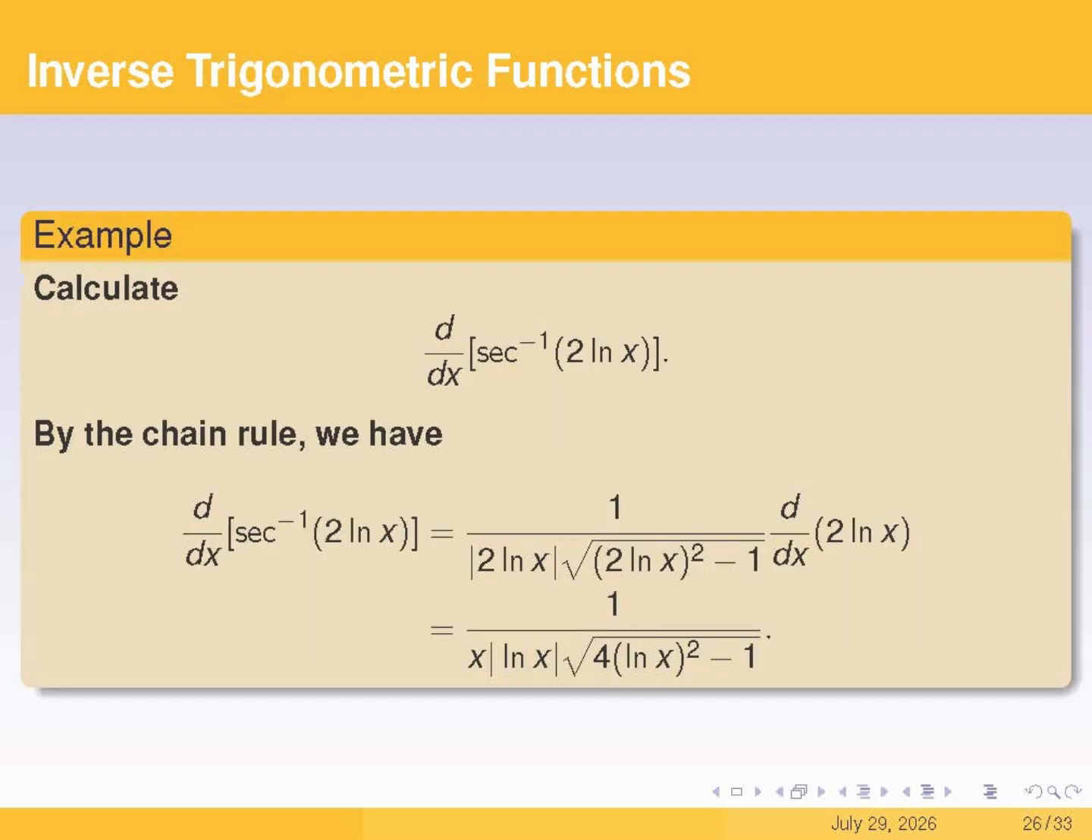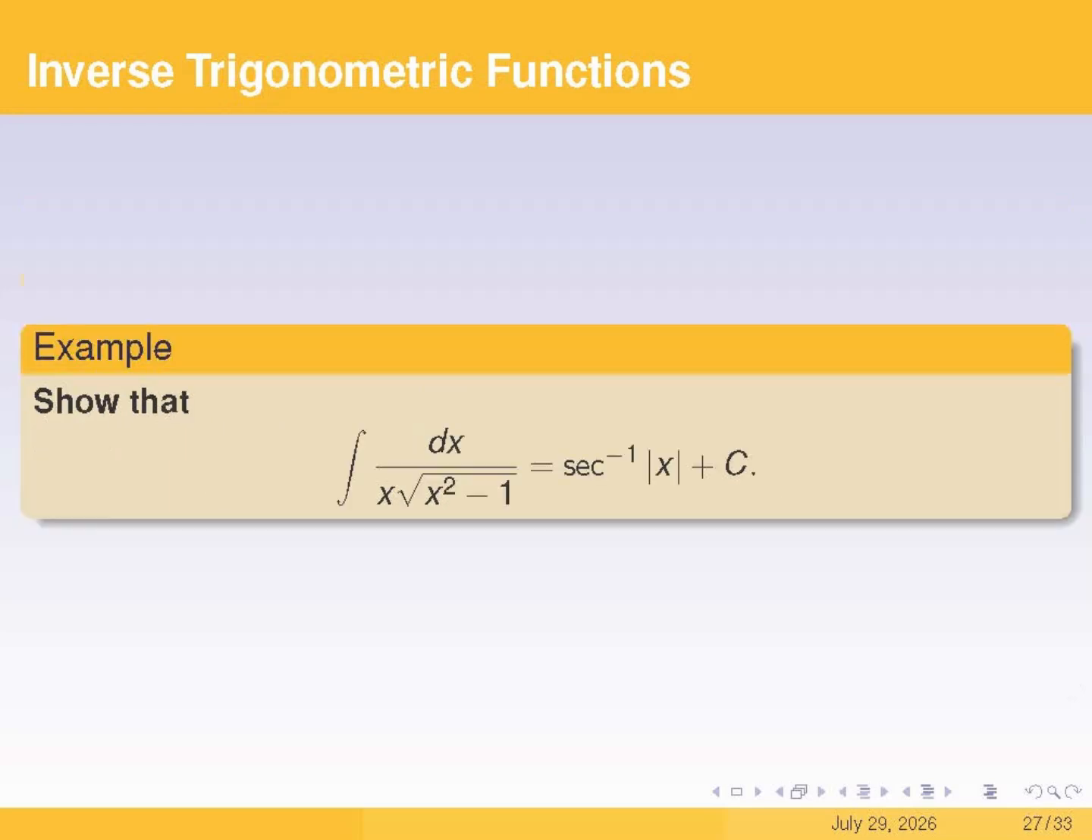This example requires calculating the derivative on the second line. The equation on the third line applies the chain rule to the derivative of arc secant. From there, the last line is straightforward to obtain.